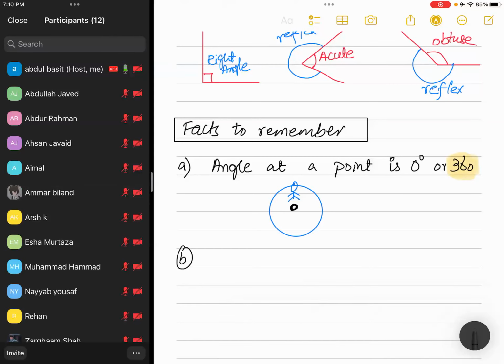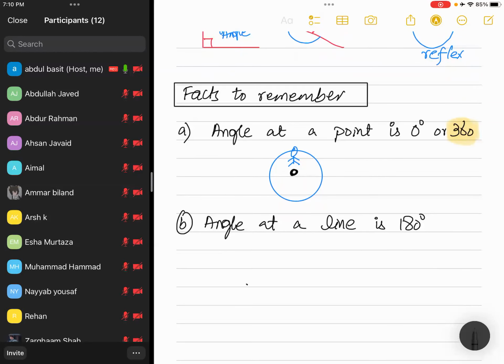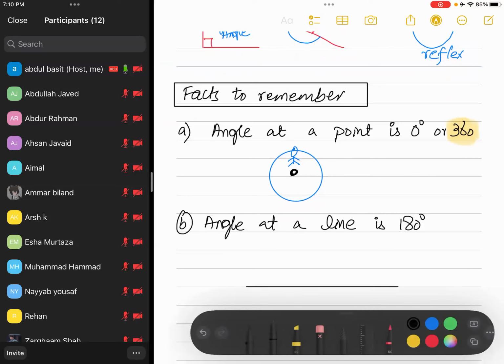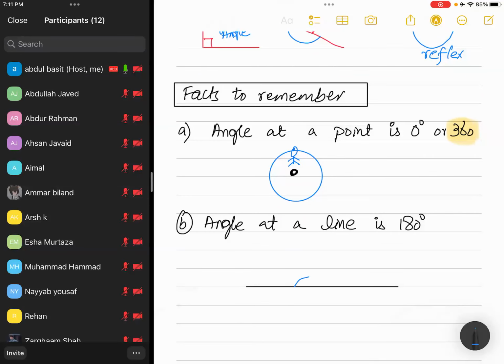Point B, remember that angle on a line is 180 degrees. You can see that this is a black line, and for example this is an angle, so this angle is 180 degree.